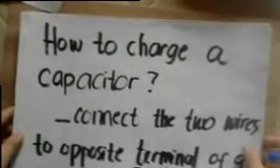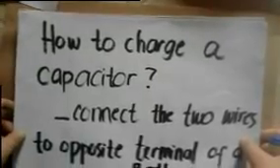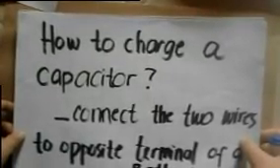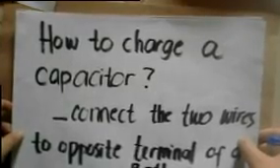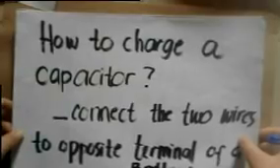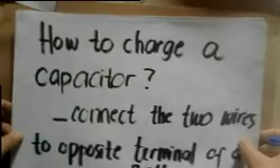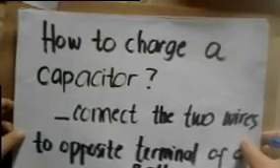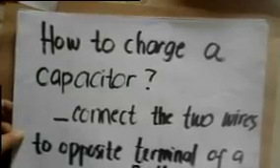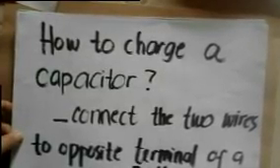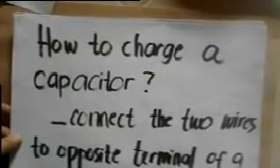Now, how to charge a capacitor? One common way to charge a capacitor is to connect these two wires to opposite terminals of a battery. Once the capacitor is connected to the voltage source or the battery, it will charge up to its output voltage. The electric field at any point in the region between the conductors is proportional to the magnitude Q of charge on each conductor. It follows that the potential difference V sub AB between the conductors is also proportional to Q.